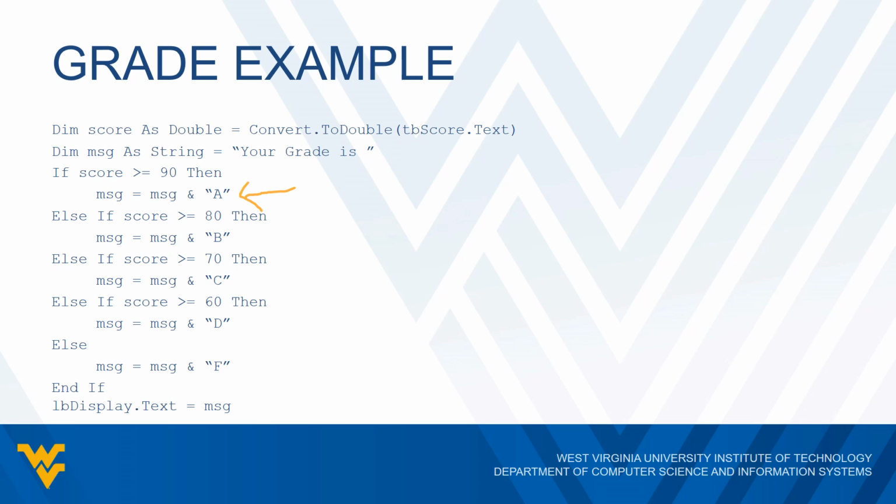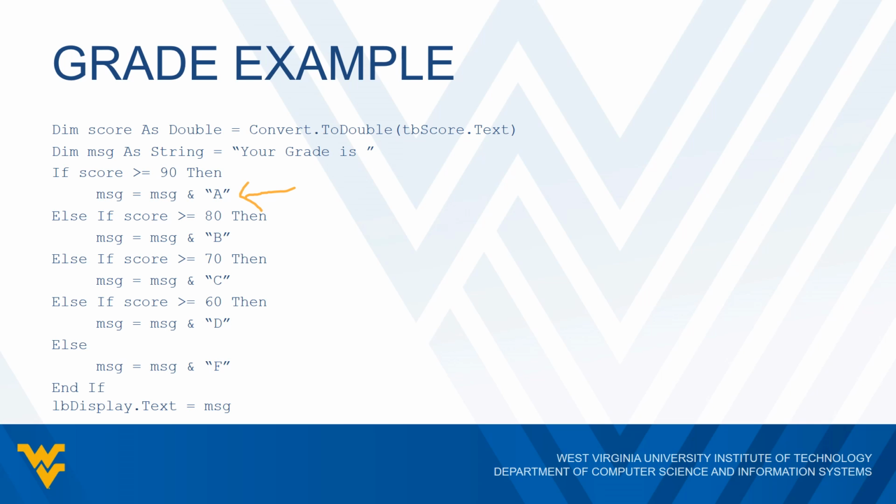Now, if this condition is not true, then we're going to go to the next condition. We're going to go to the else if and check to see if the score is greater than or equal to 80. Now you might be asking, shouldn't we also be checking if the score is less than 90? Well, that's not necessary here, because if score is not greater than or equal to 90, then it has to be less than 90. There's no other option. So we don't have to check that. We only have to check to see if score is greater than or equal to 80.